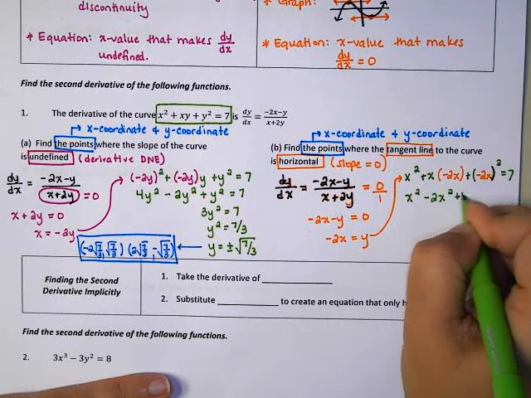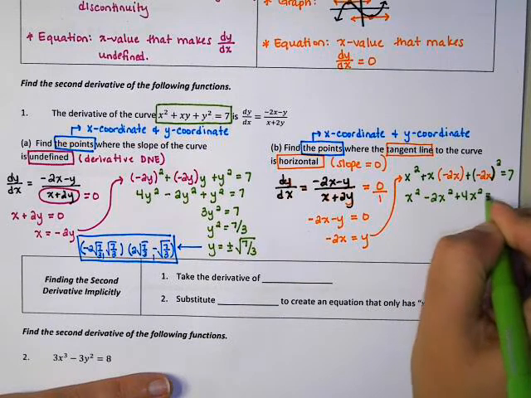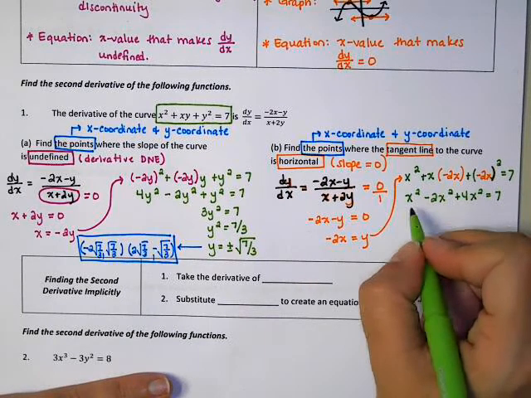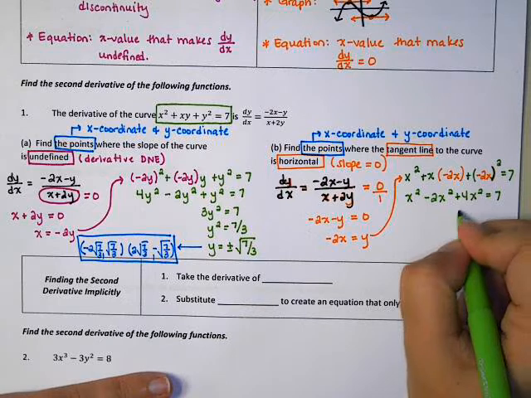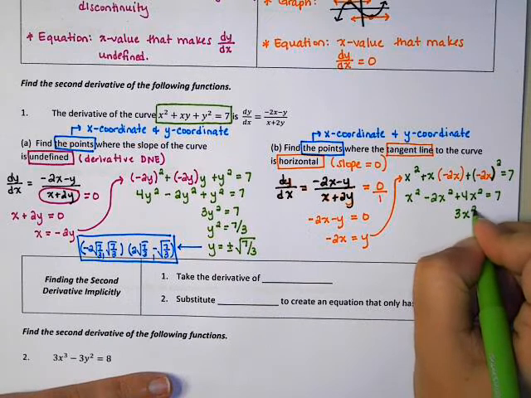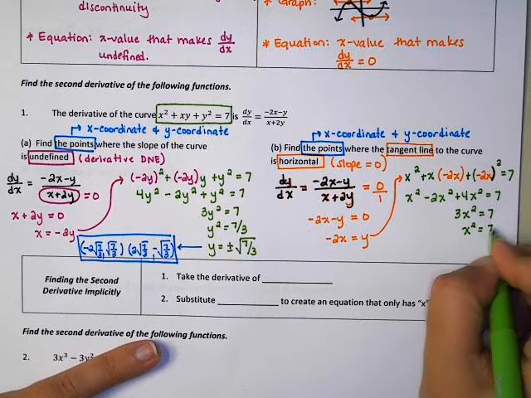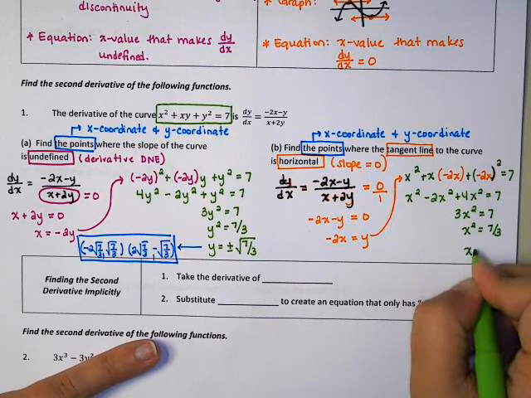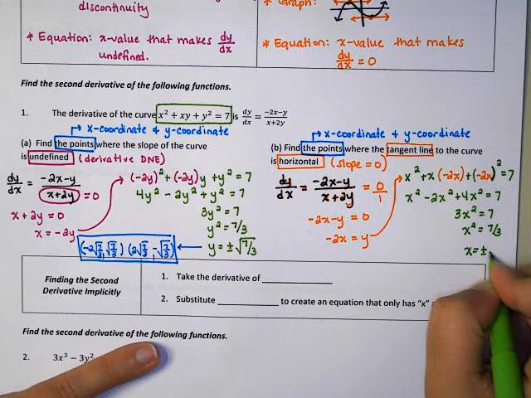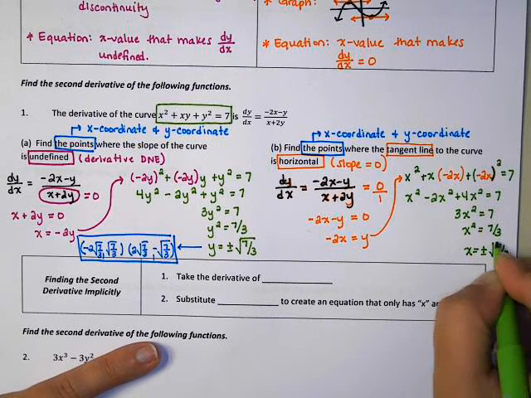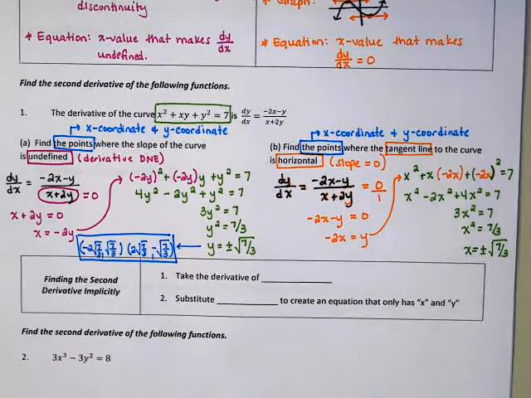From here, I'm going to go ahead and simplify, so I'm going to have x squared minus 2x squared plus 4x squared equals 7. I'm going to combine like terms, so 1 minus 2 is negative 1 plus 4 is 3x squared equals 7. I'm going to divide by 3, so x squared equals 7/3, and I'm going to square root both sides, which gives me 2 answers, which is plus or minus the square root of 7/3.